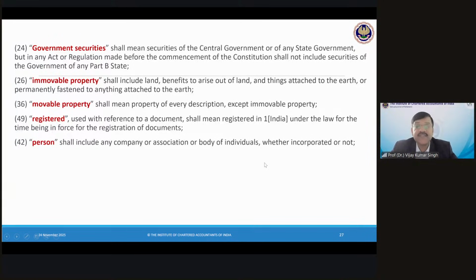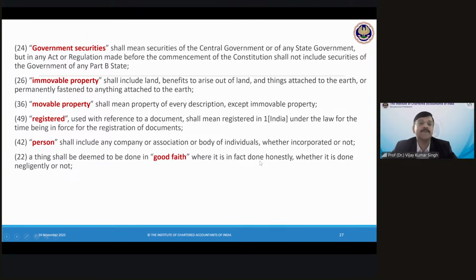Person. Person shall include any company or association or body of individuals, whether incorporated or not. So the definition of person includes artificial persons as well as associations, even if not registered or incorporated. Clause 22 talks about good faith. It says a thing shall be deemed to be done in good faith where it is in fact done honestly, whether it is done negligently or not. So what is good faith?